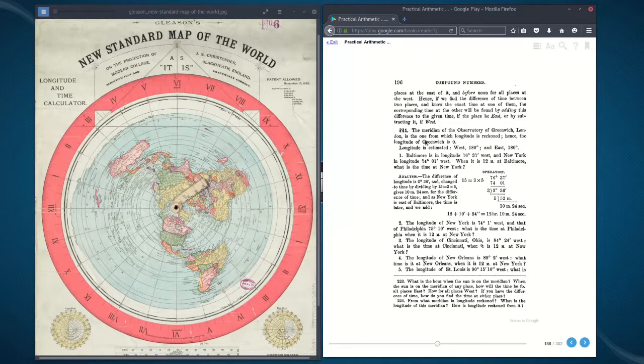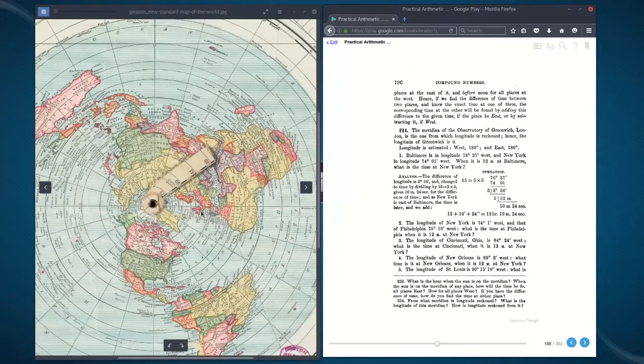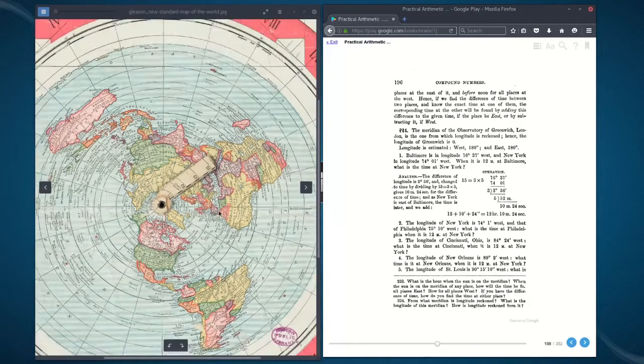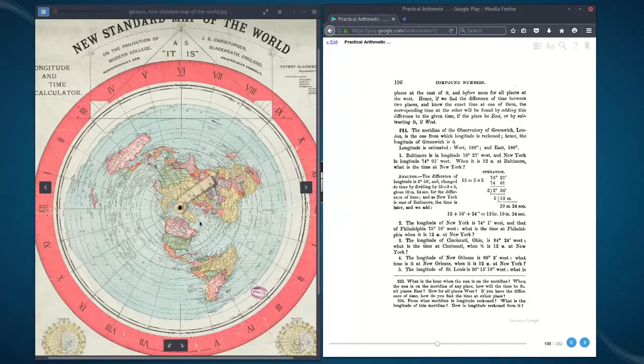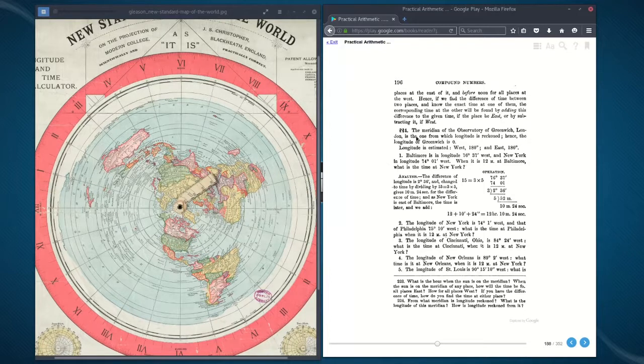The meridian of the Observatory of Greenwich, London, is the one from which longitude is reckoned. That's right there. Let's zoom in on that. That's the line, the prime meridian. Longitude is estimated west 180 degrees and east 180 degrees from the prime meridian. Baltimore is longitude 76 degrees 37 minutes west, and New York is longitude 74 degrees 1 minute west.